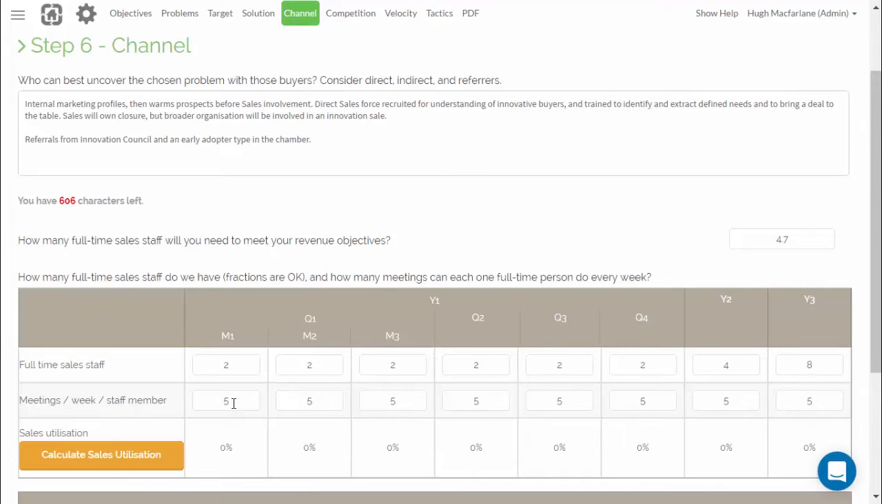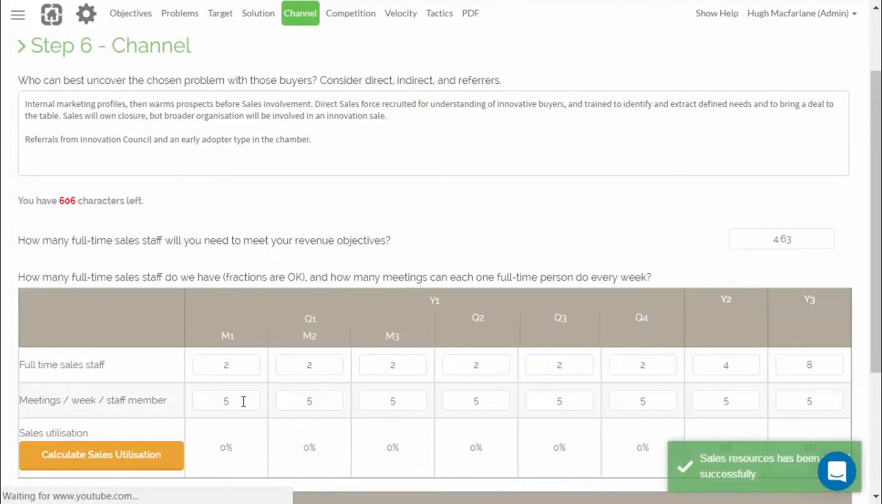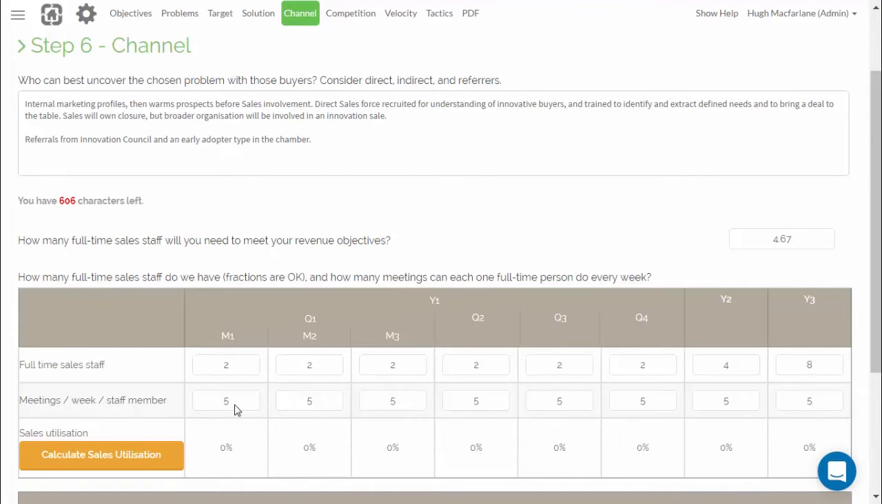Careful, this is meetings per staff member per week. So if, for example, we only had half a salesperson in month 1, but we're going up to 2 salespeople in month 2, then that's still 5 meetings per person. In this case, we've only got half a person, so we've got 2.5 meetings every week. So don't change both the salespeople number and the number of meetings. The number of meetings is per person per week.